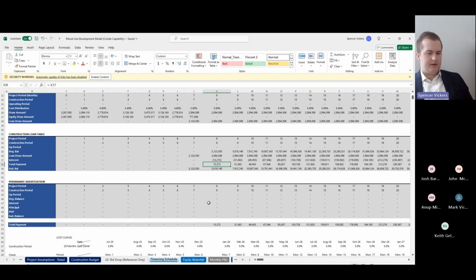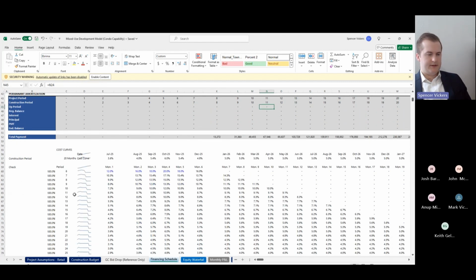If you are assuming a permanent loan, then the funding and the payment schedule and the payoff amount of the permanent loan are going to flow through here, and then the associated payments are going to flow through here.